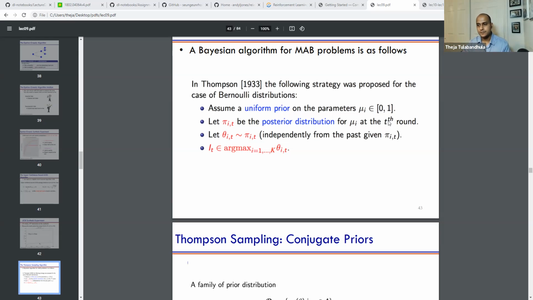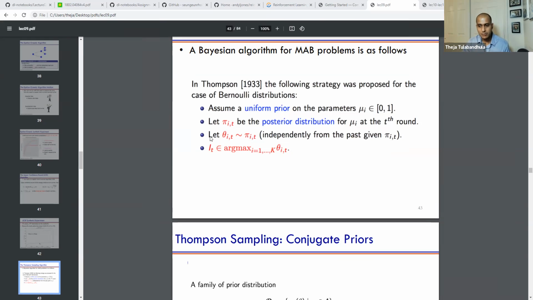Once you have the posterior distribution, so let's say at any given point of time you have distributions over these random variables mu i. Let's say you have steps 1 and 2. At any given point of time, you have these beliefs or distributions over the arms' mean rewards. Next, what you can do to make a decision is the following idea.